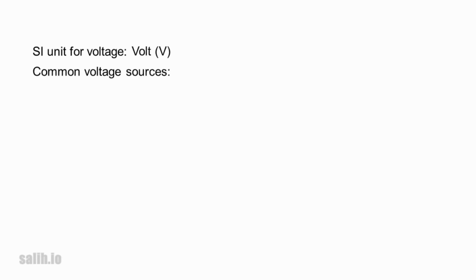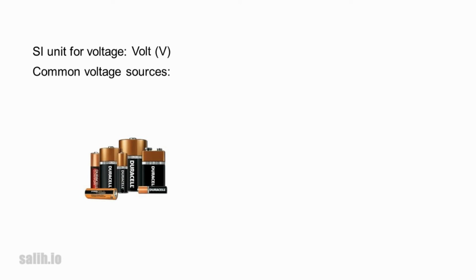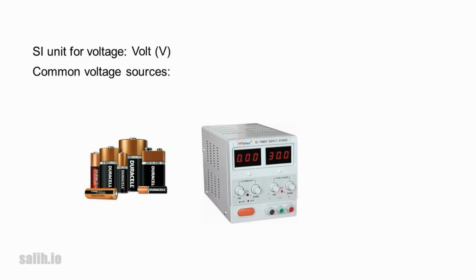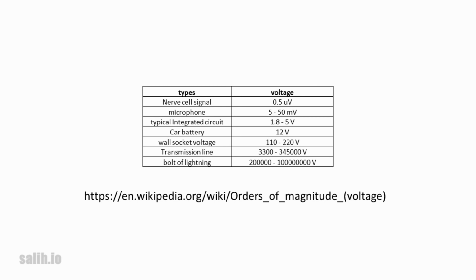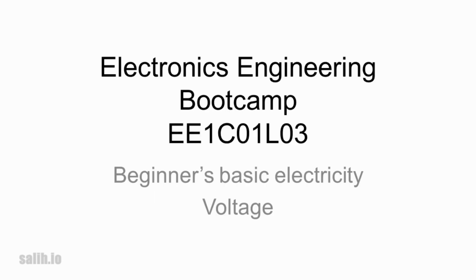Some common voltage sources are batteries, which generate a voltage difference from an electrochemical reaction, power supplies, which take in a certain voltage and output a different voltage level, and solar cells, which generate a voltage difference from a photovoltaic reaction. And here is a chart of the different orders of magnitude of voltage we experience in our daily lives. A more detailed list is available at the Wikipedia link. This concludes the lecture on voltage.